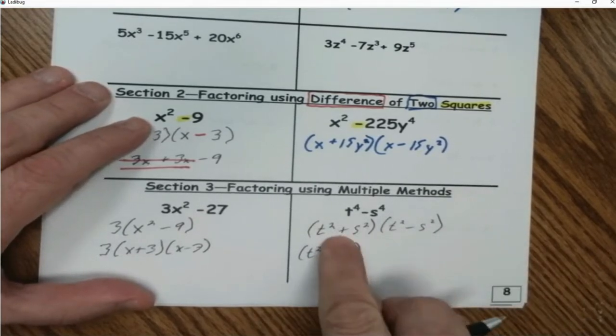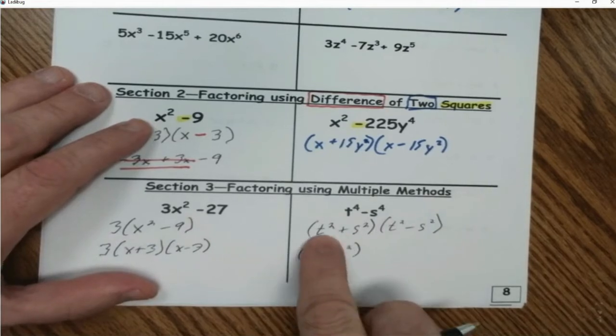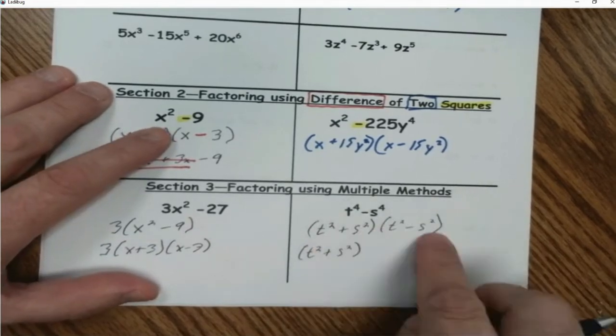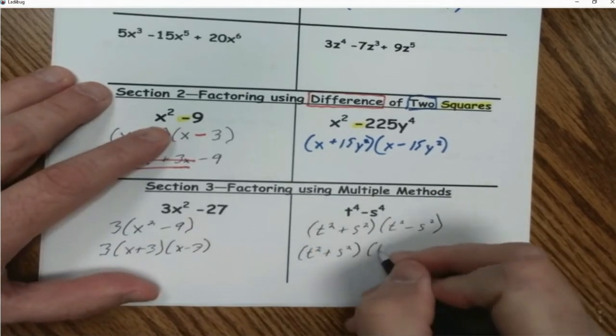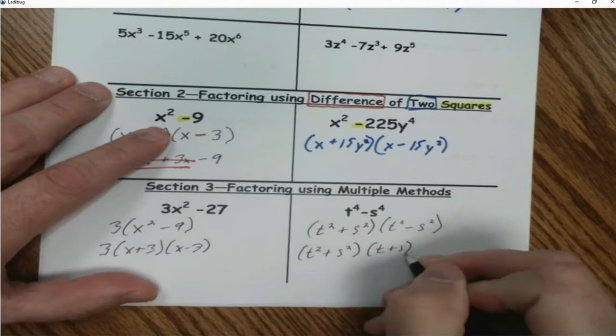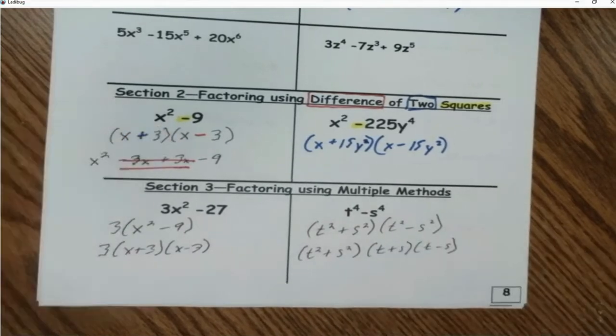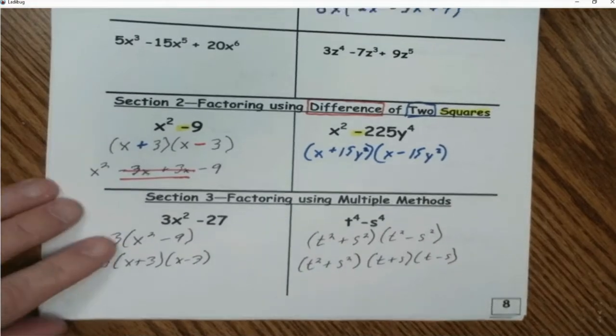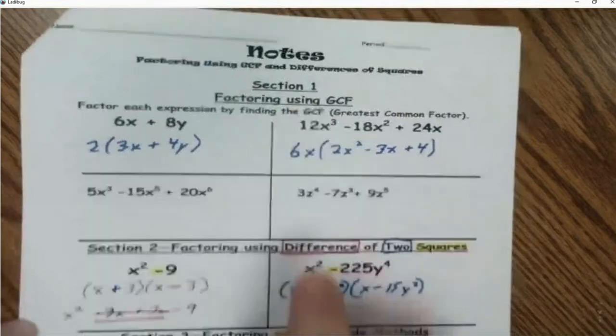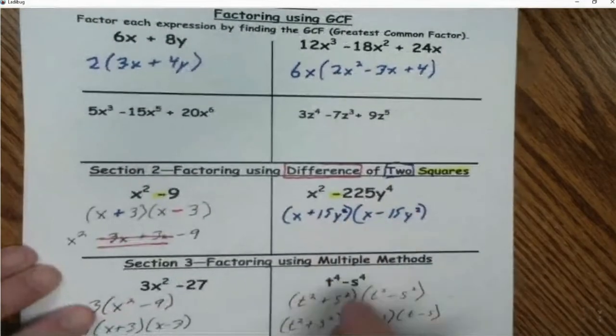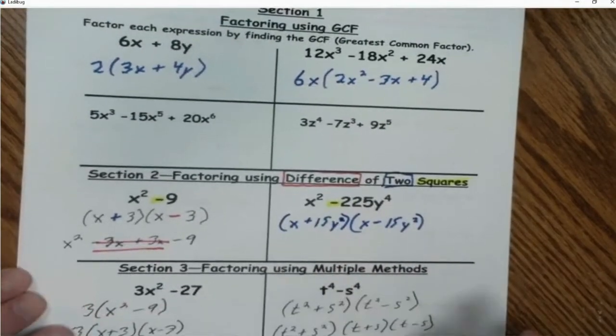So we got t squared plus s squared. That will not factor further. That's not the difference. That's the sum of two squares. But this will factor down to t plus s, t minus s. Now it cannot be factored any further. So we got to pay attention to those things. All right, so factoring using greatest common factor is not bad. Difference of two squares, that's a nice shortcut to just take the square roots of those.